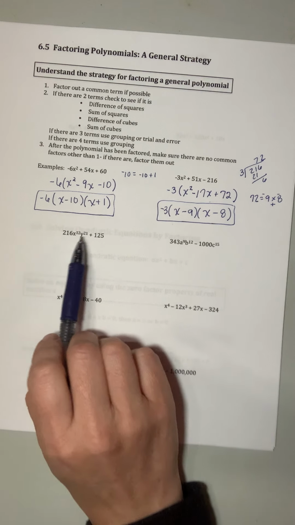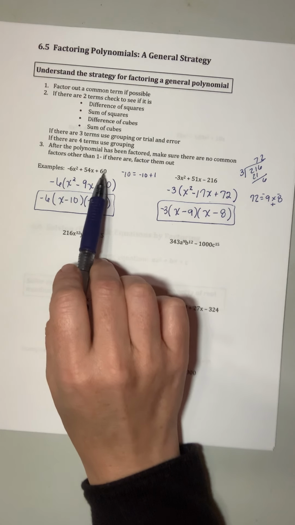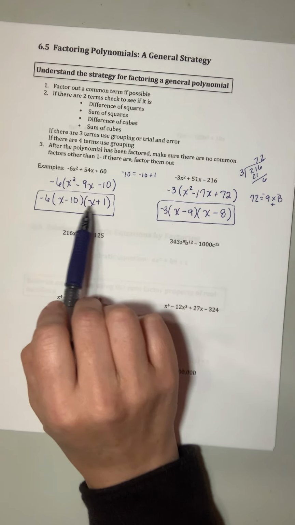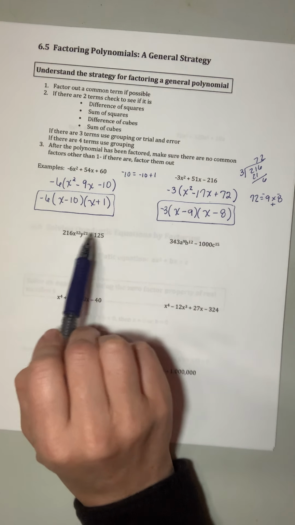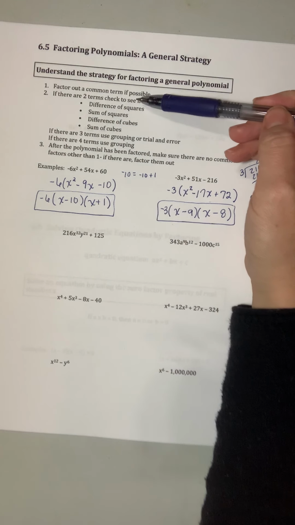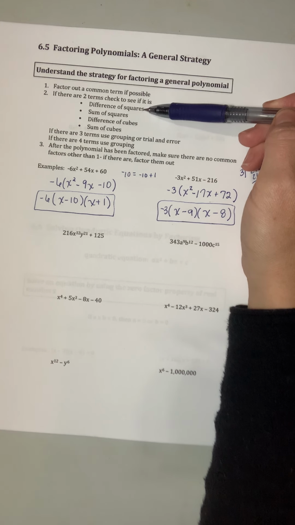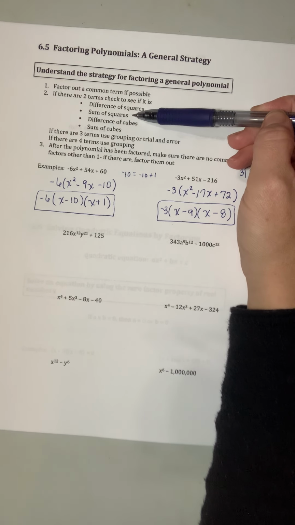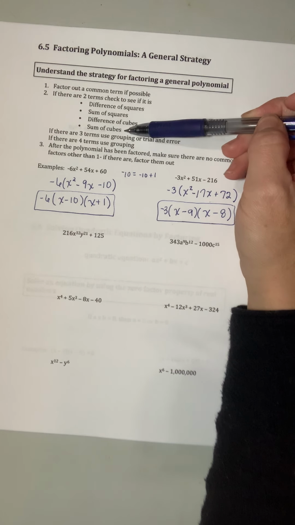All right, so this one is only 2 terms, so I can't do anything like this. This is a trinomial that we factored out this way, but this is only 2 terms. So when it's only 2 terms, check to see if it's difference of squares, sum of squares, difference of cubes, sum of cubes.